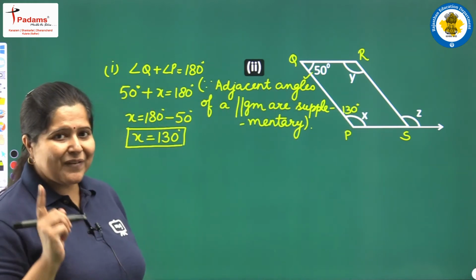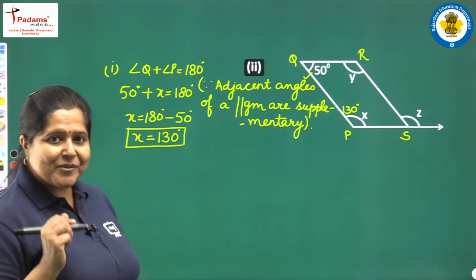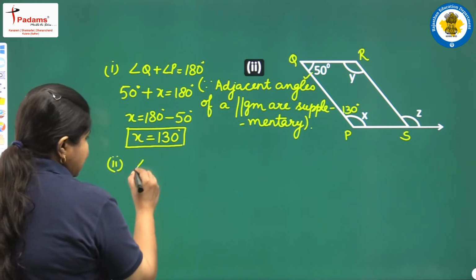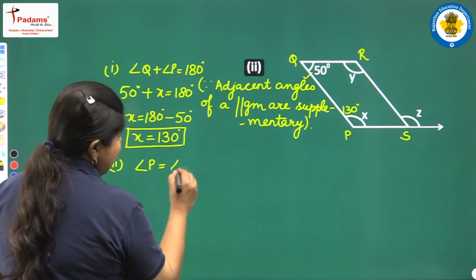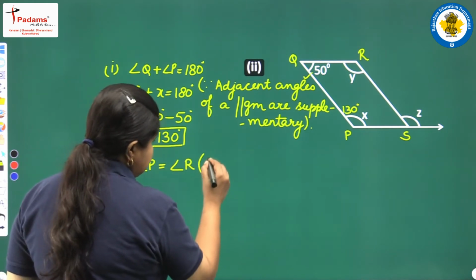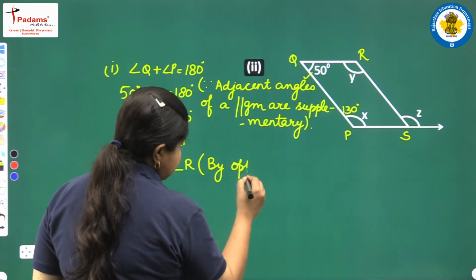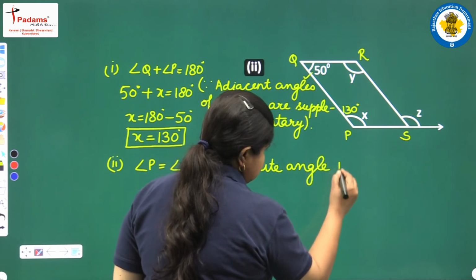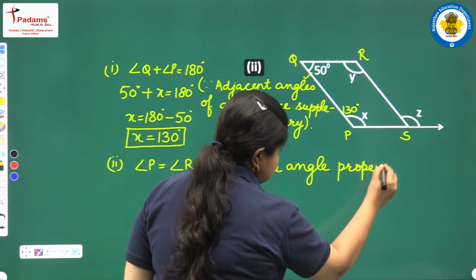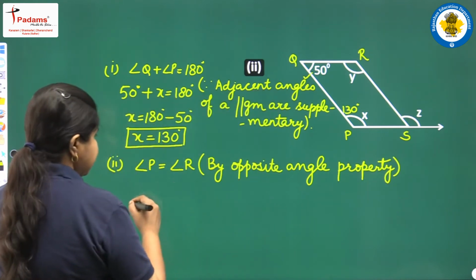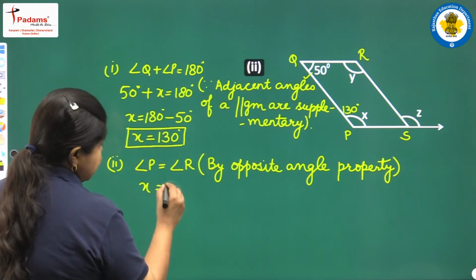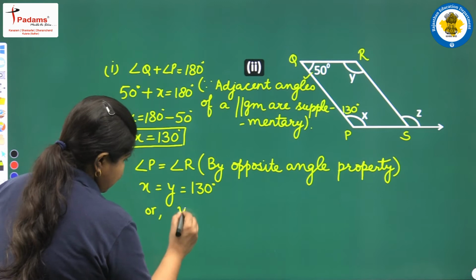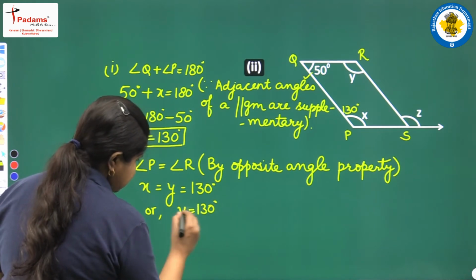Now what can you say about Y? Clearly X and Y are the opposite angles and they are equal. So we can write it, angle P is equal to angle R. Why? By opposite angle property. This gives us X is equal to Y is equal to 130 degree, or we can say Y equal to 130 degree. This is the second value.